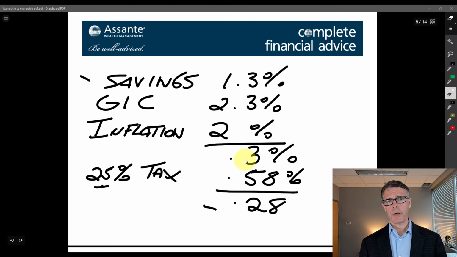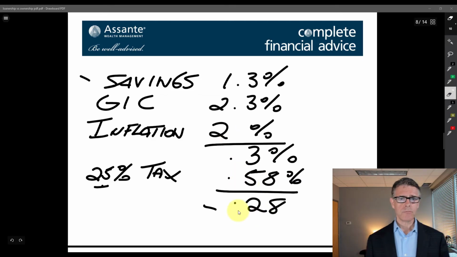Now, it doesn't stop there. If I have the money compounding, but it's going to be taxable down the road within my RSP account or my RIF, or I'm holding it outside of a TFSA and it's taxable investment income to me, I have to pay tax. Using a relatively low, moderate marginal tax rate of 25% on that 2.3% return, I'm going to have a tax bill every year of 0.58%. So when I factor in inflation of 2% and tax of 0.58%, I'm basically making negative 0.28% return every year.